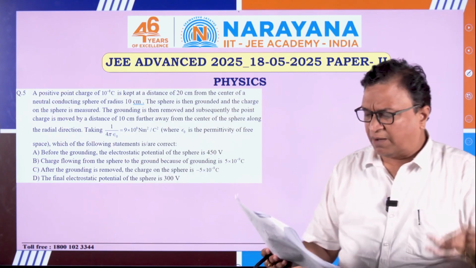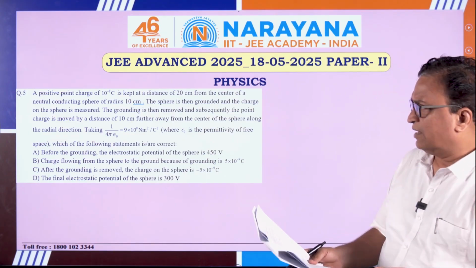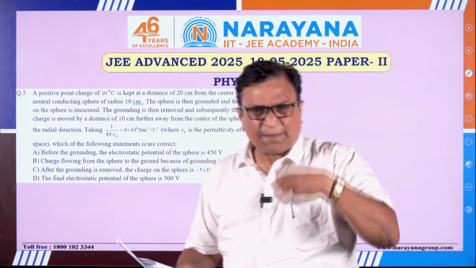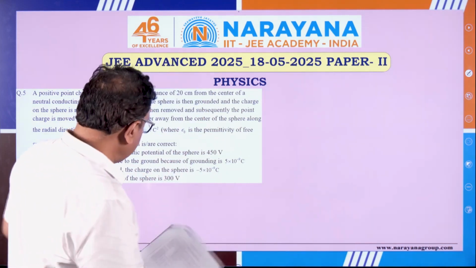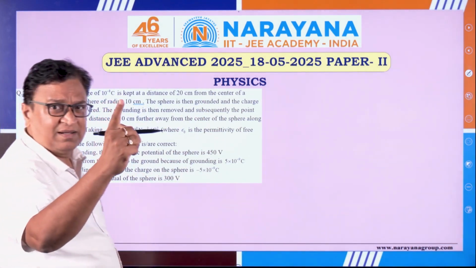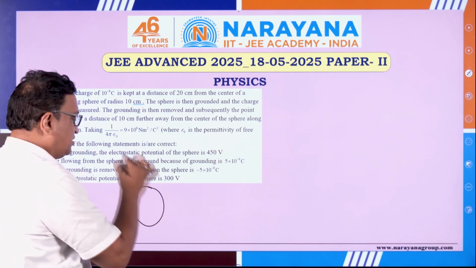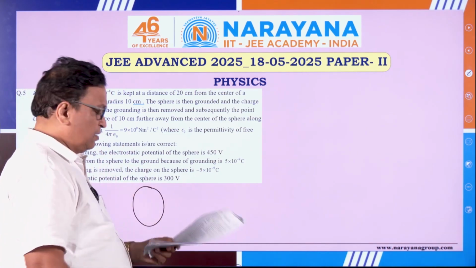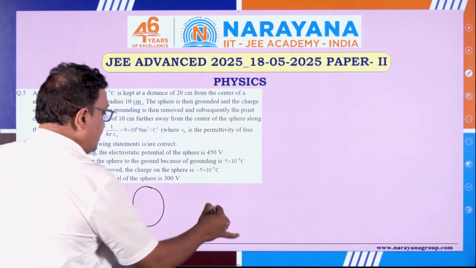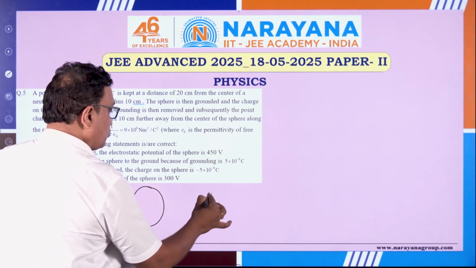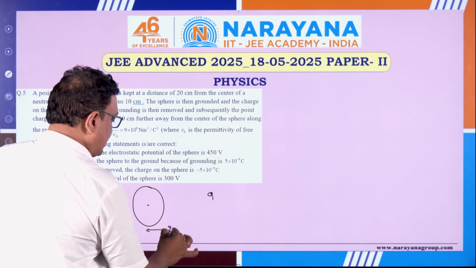Then you have some options. What is happening in this question? Let me work step by step. Multi-correct answer, remember. Now see, I am taking the arrangement as follows: here is your conducting sphere, and you have the charge Q here, and this distance is technically 20 centimeters.